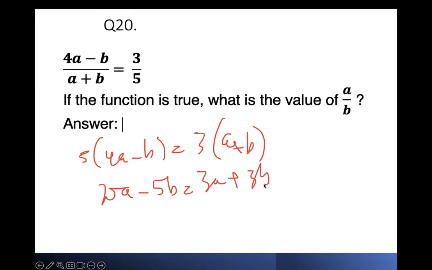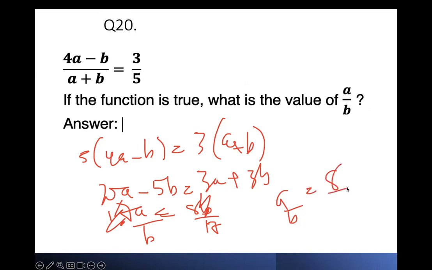Then when I open it, I get 20a minus 5b is equal to 3a plus 3b. I need a over b. I send this one here, and I get 17a. I send b back here, I get 8b. What did they ask me? a over b. I put b here, and I put 17 down here. So I take the b off, I take 17 here, and I have a over b. a over b is 8 over 17, and that's your right answer.